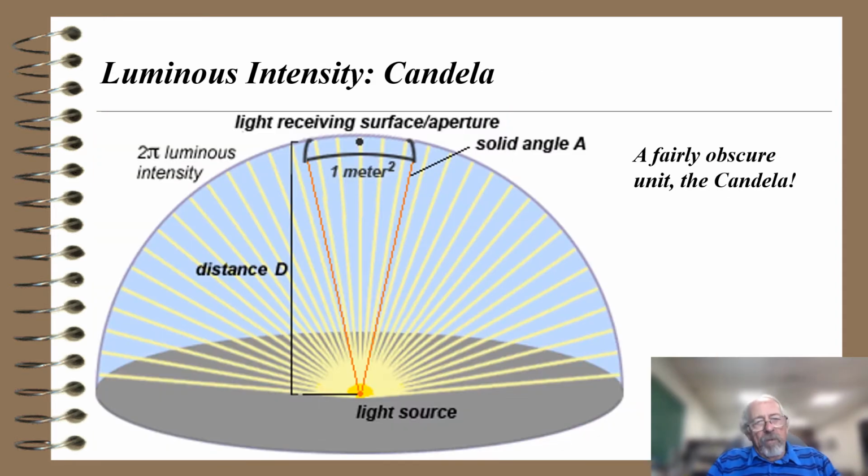So we switch gears again. Luminous intensity is the candela, and here it shows a light source, and notice that the light is radiating in all different directions. So we've got like a hemisphere over that light source. There's this distance d to the surface, and it turns out that it shows a 1 square meter on top, and the light receiving the surface at some distance d at a solid angle a is related to the candela.